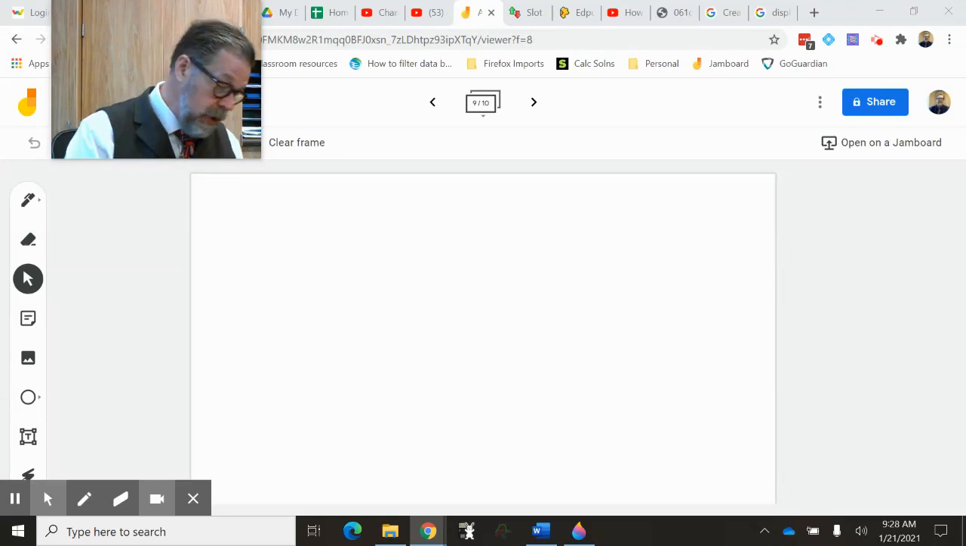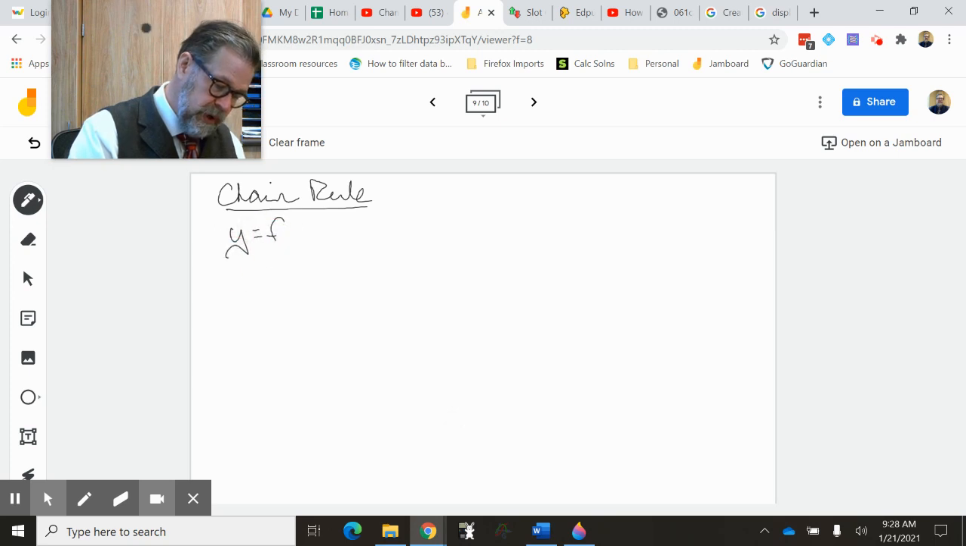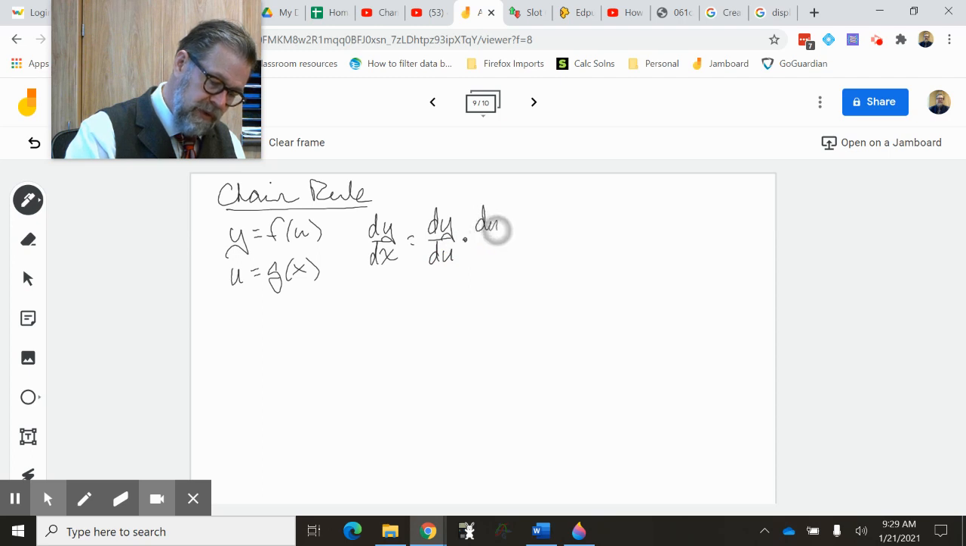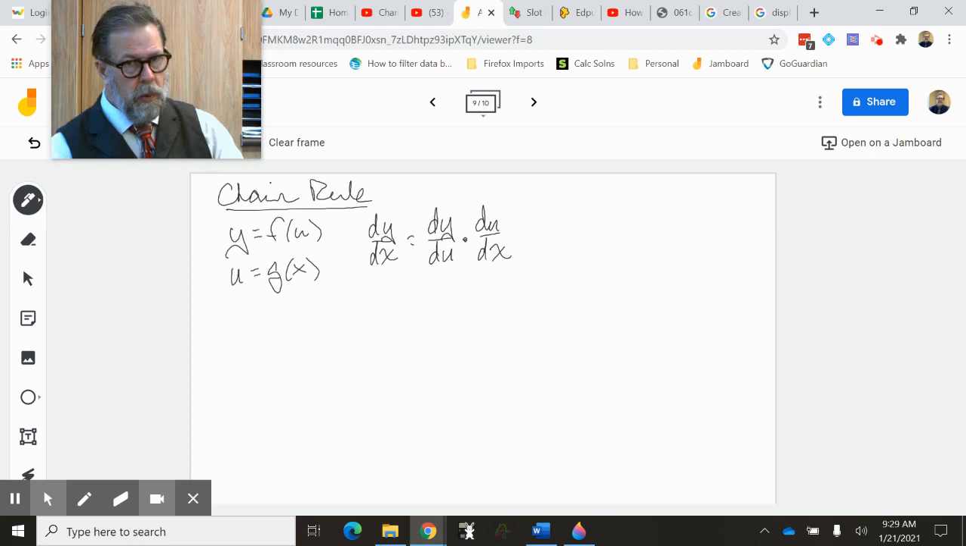Okay, so now we've established what the chain rule is. The chain rule says that if y is some function of u, and, by the way, u is some function of x, then the derivative of y with respect to x is the derivative of y with respect to u times the derivative of u with respect to x. And we can extend this to a whole bunch of different functions.